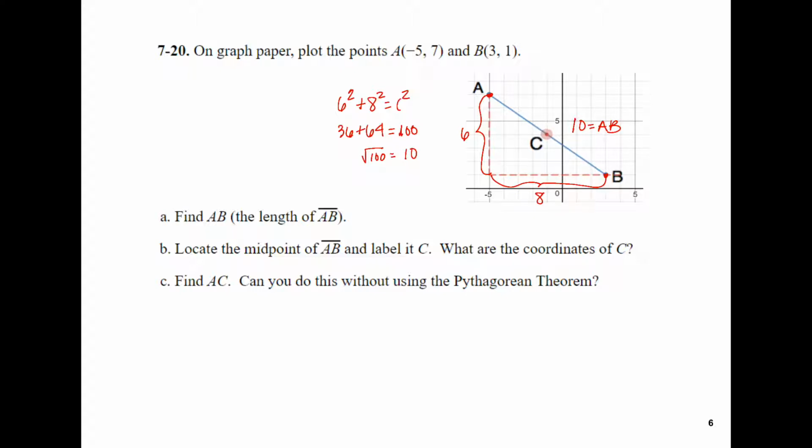It then says locate the middle and label it C. What are the coordinates of C? So the coordinates of C are (-1, 4). It then says find AC. Can you do this without using the Pythagorean theorem? Well, because we know from B that C is the midpoint, we should be able to take the length of line AB, which is 10, and divide it by 2. So AC is equal to 5 units.